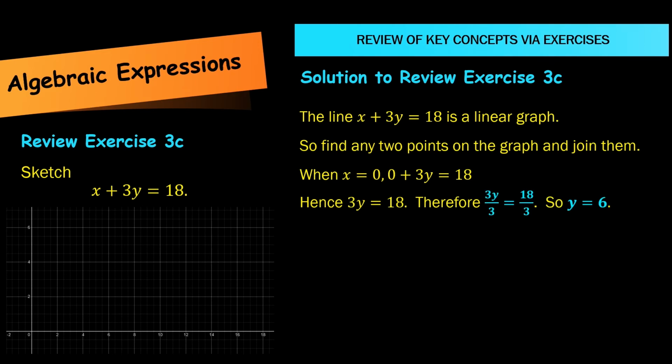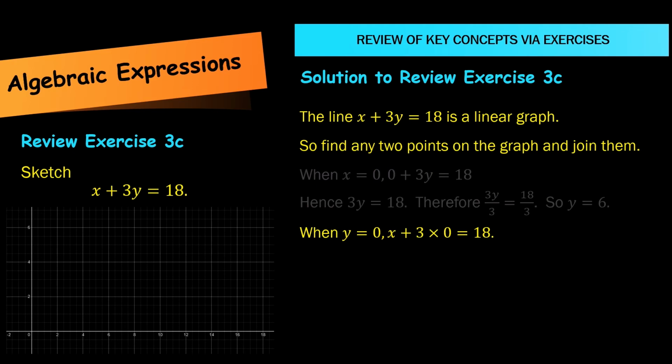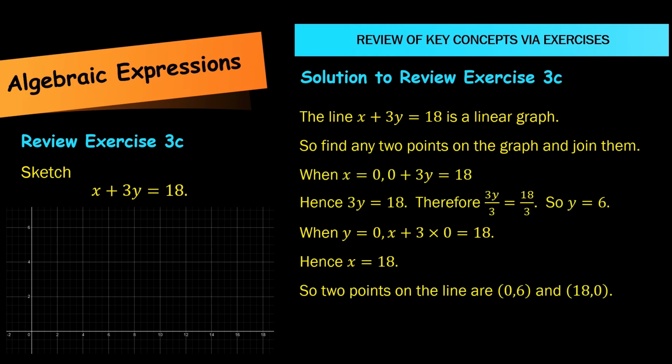And now find the other point. When y is 0, again, plug in the values in the equation, and tidy up to give x equals 18. So the 2 points on our line are 0, 6 and 18, 0. Let's plot these points. 0, 6 goes here and 18, 0 goes here. We join the points and we have our line.